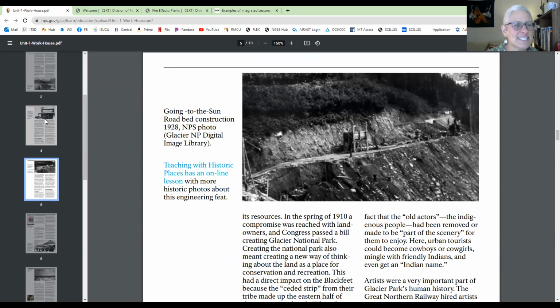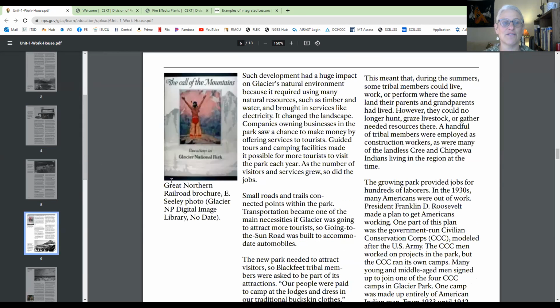So when you look on the sidebars here, there's specific information. So right here, here's another online lesson plan that's related to using historical photographs.